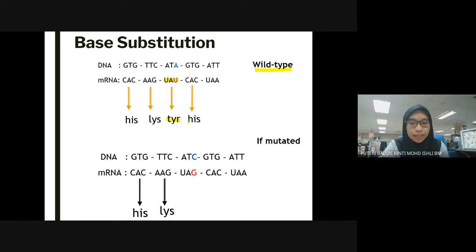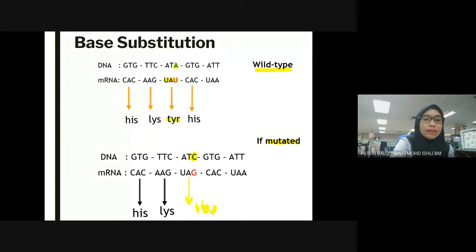Okay, so what happens is, if there is a mutation, this A is replaced with C. So it will translate into a different codon. It becomes UAG, and UAG is the stop codon. Stop codon tak ada membawa amino acid yang apa-apa. Stop codon dia tak membawa maksud any amino acids.